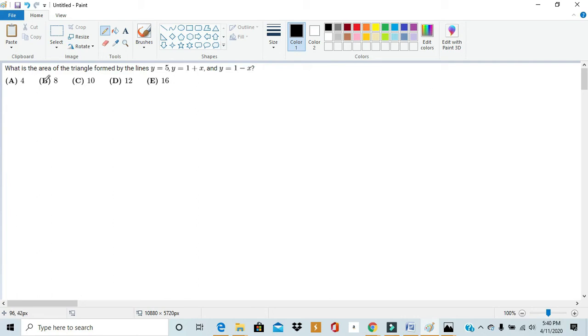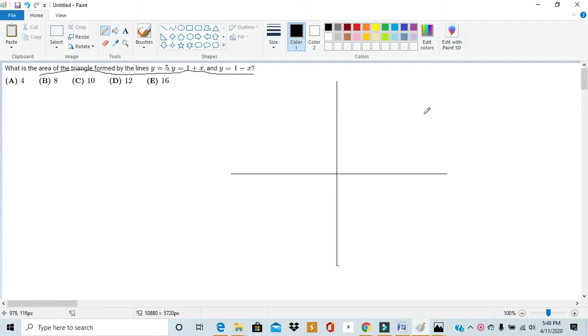What is the area of a triangle formed by the lines y equals 5, y equals 1 plus x, and y equals 1 minus x? So first I'm going to draw my coordinate plane so we can get an idea what this triangle looks like. It doesn't need to be perfect, but it needs to be good enough so we can at least understand what we're doing. So let me quickly do that.